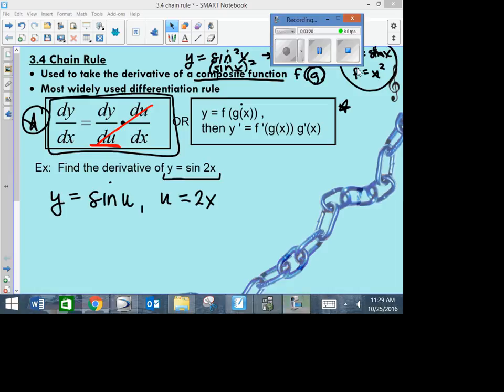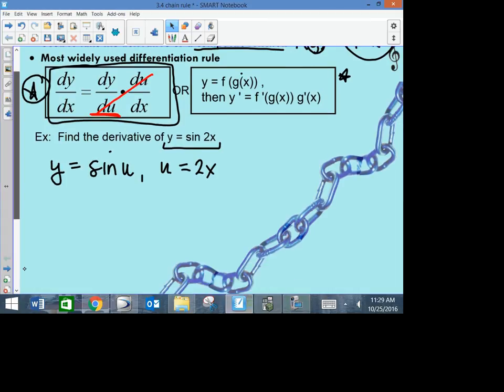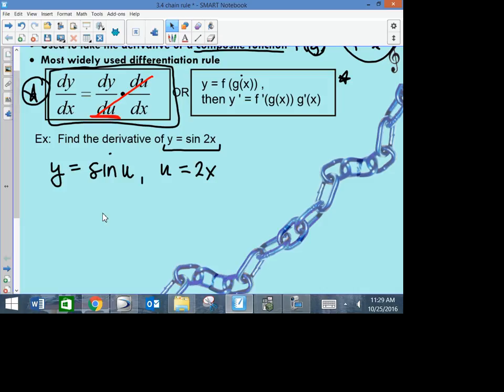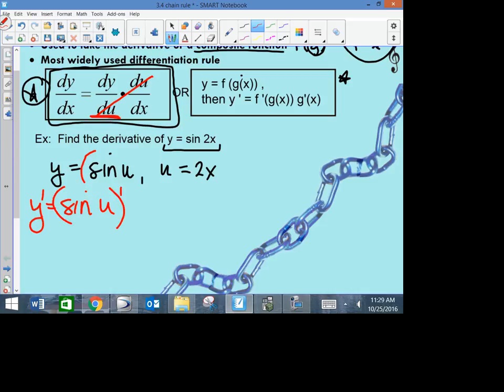All right, so now what you're going to do is you're going to take the derivative of both of these pieces. Because this piece, if we take y prime, is the derivative of sine of u. That's this piece. Derivative of y in terms of u. And then we're going to multiply by this piece, which is the derivative of u with respect to x.